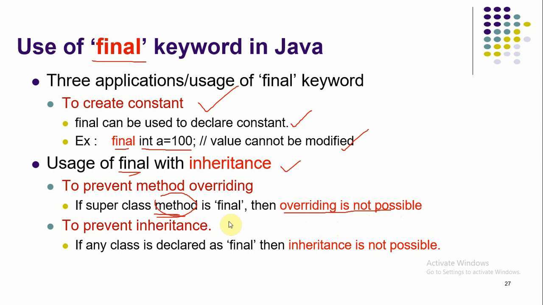Similarly, you can apply the final keyword to a class also. If you apply the final keyword to any class, you cannot create a subclass of that class. So inheritance is not possible with the final keyword, right? If any class is declared as final, then inheritance is not possible. So these are the three usages of the final keyword.